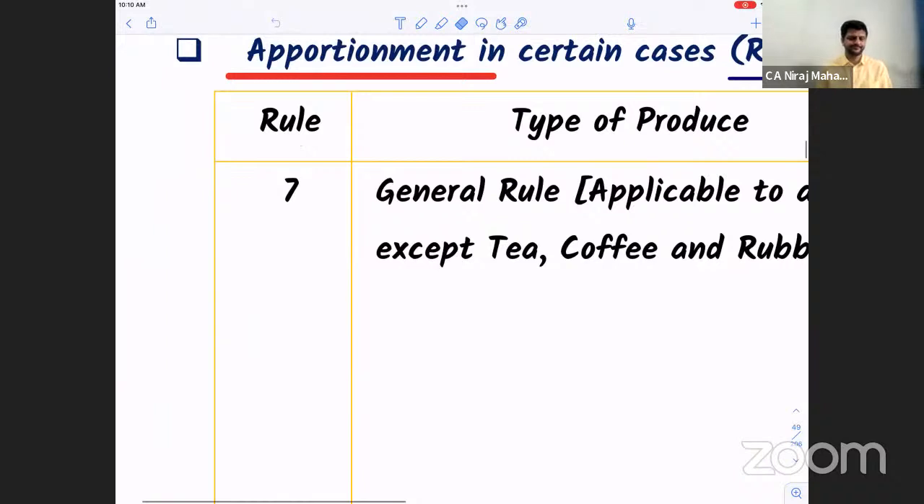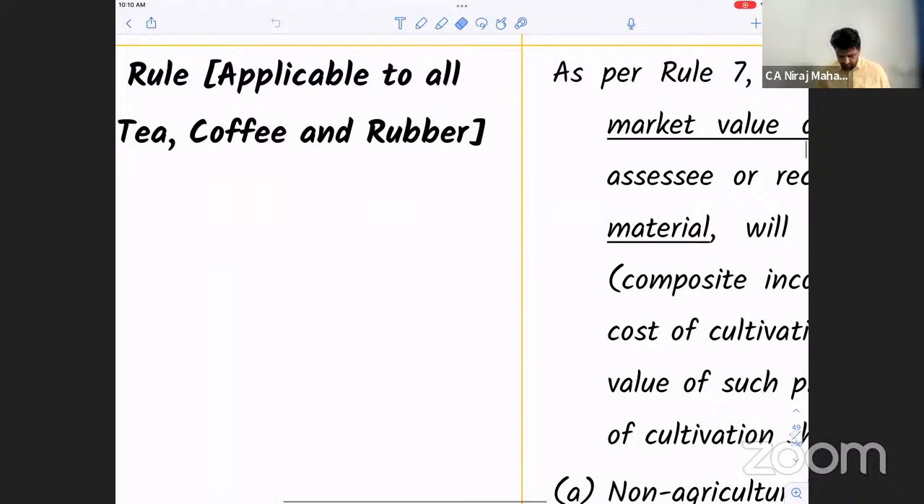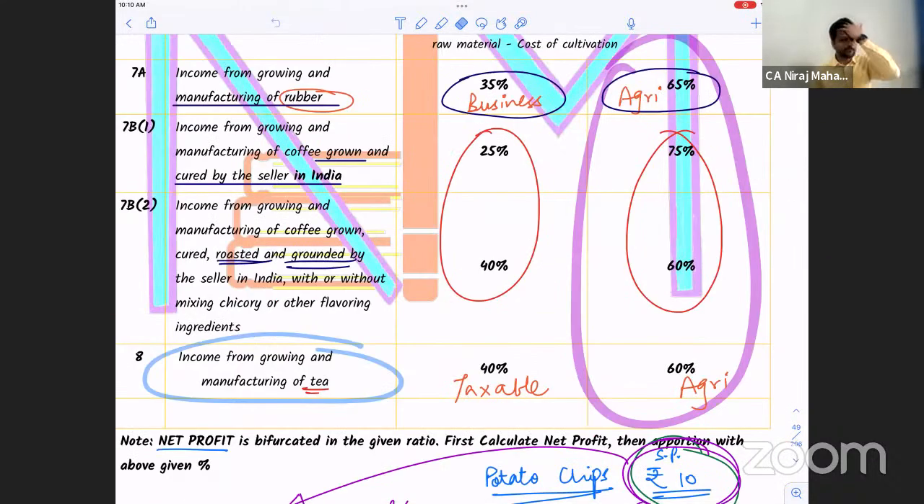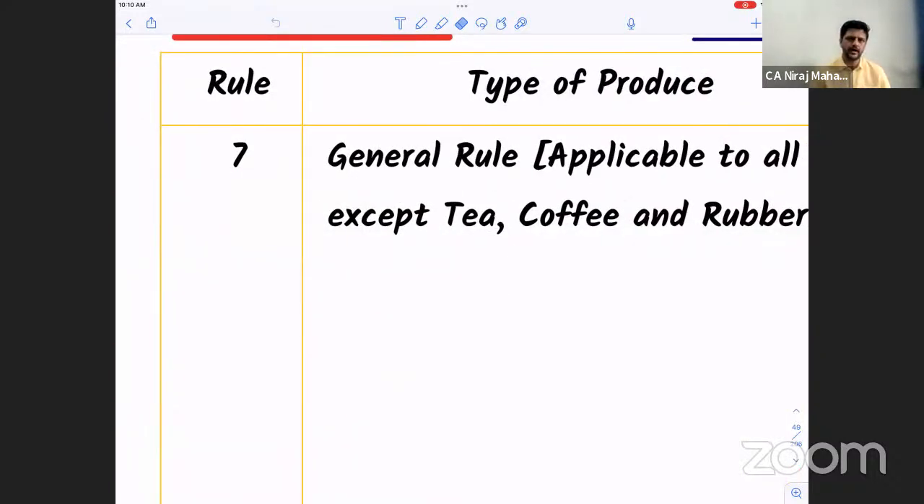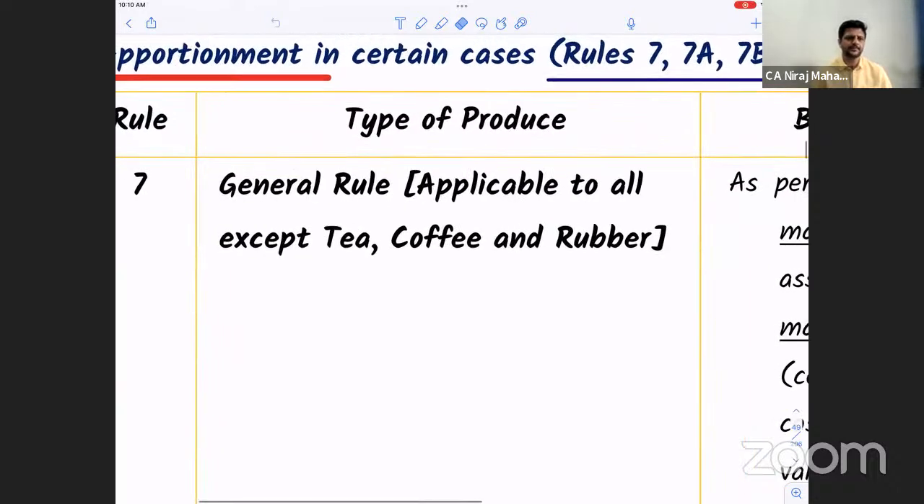Rule 7. They are saying it is a general rule. Everything except what is given clearly in Rule 7A, B, etc. What is clearly given? Rubber, coffee, and tea. For them we have fixed proportions. So any other product which has an agricultural produce element, and which is not rubber, coffee, or tea, for that we will use Rule number 7. Applicable to all, except tea, coffee, rubber.